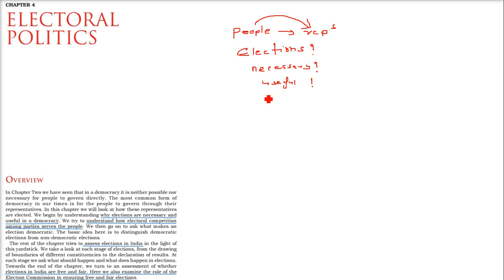Then we will see how we are going to assess the elections in India. In India we'll specifically talk about whether these elections are free and fair. Then we will talk about the ECI, that is the Election Commission of India, and how ECI helps in the free and fair organization of elections in the country, how they organize them.